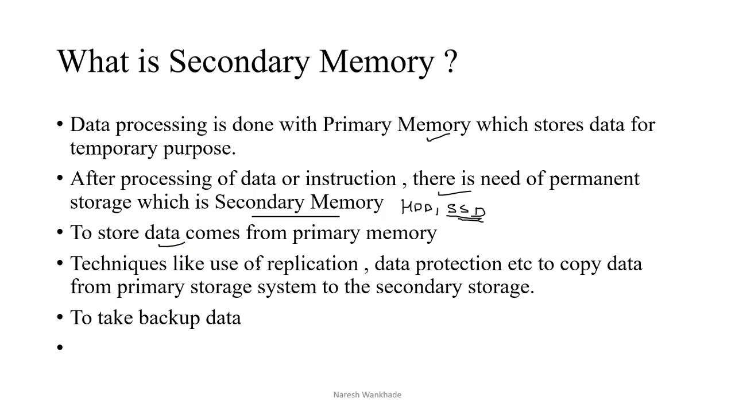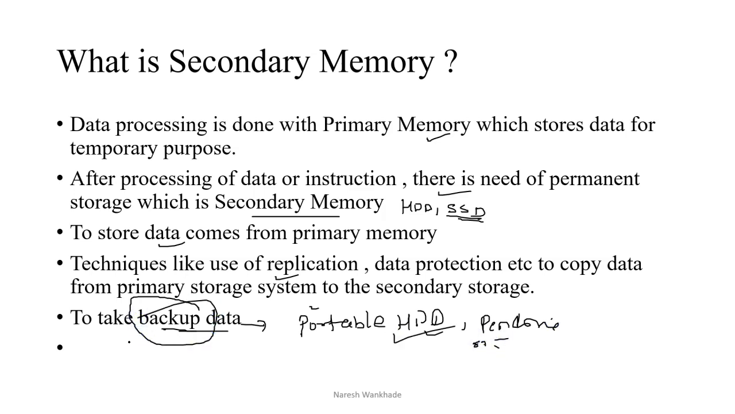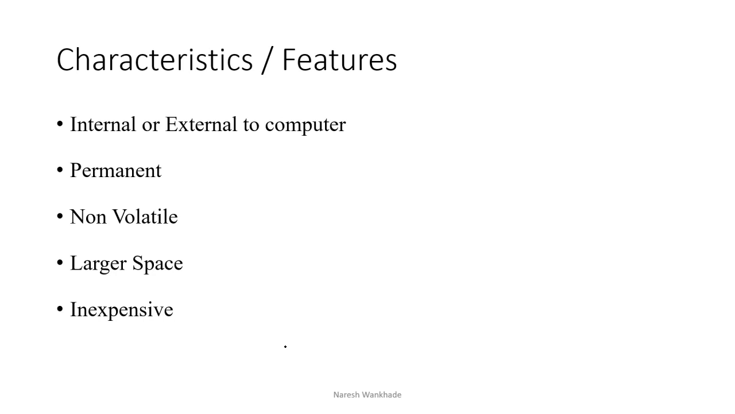This secondary memory is used to store data that comes from the primary memory, that is from the RAM, after processing. And to store data in the secondary memory, some techniques are there, like use of replication, data protection, or recovery techniques to copy data from primary storage system to secondary storage. And for backup purpose, this secondary memory is used. Means you might have heard about portable hard disk drive, you might have heard about pen drive, SD card. Means the backup of primary memory is done in it, but along with that we can use this as a portable storage.